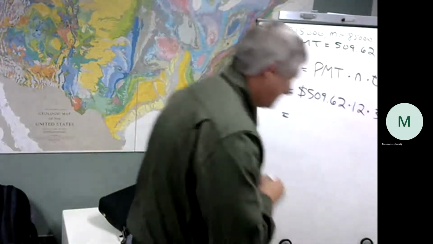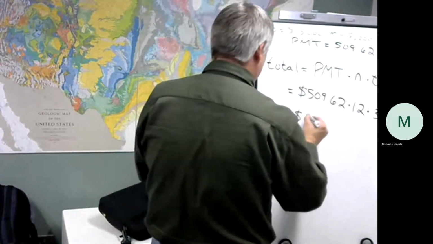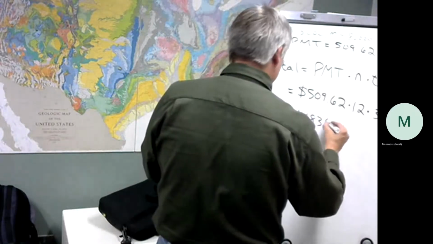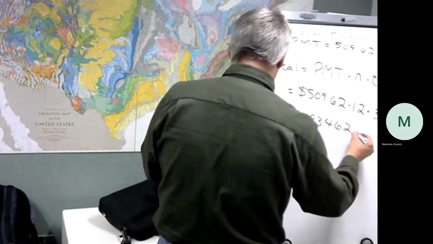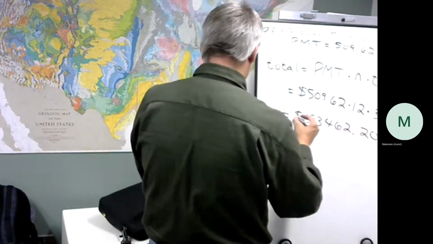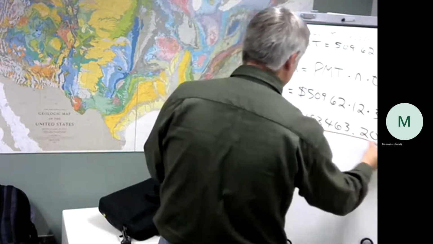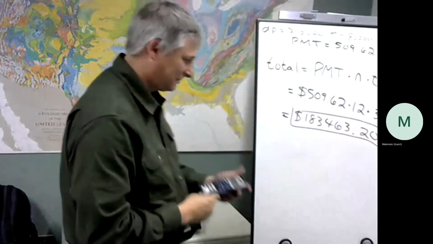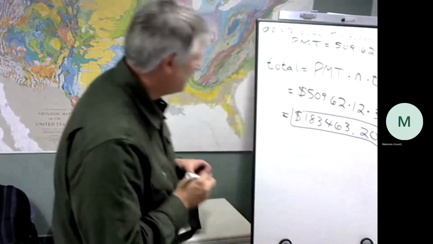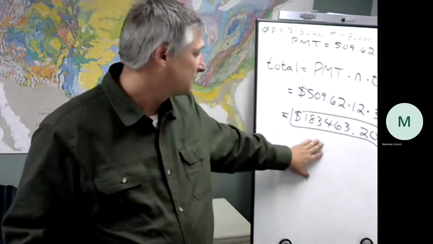And so what we get is $183,462.20. Oh, 63. Okay. So that's how much we're going to pay out over 30 years.